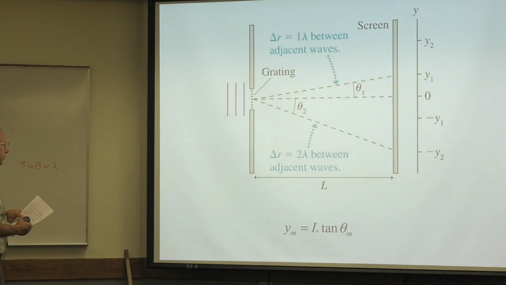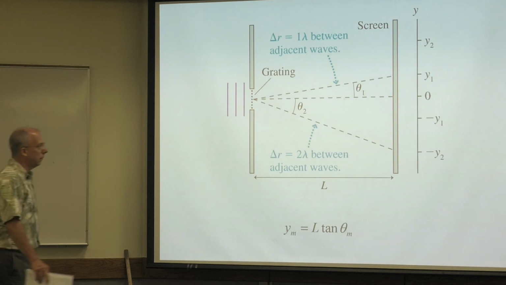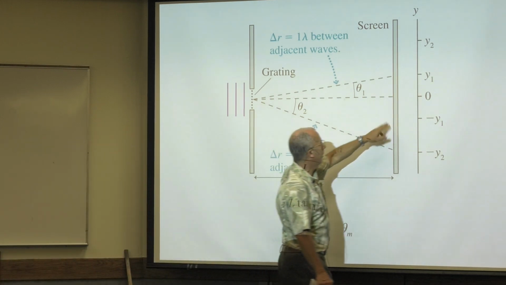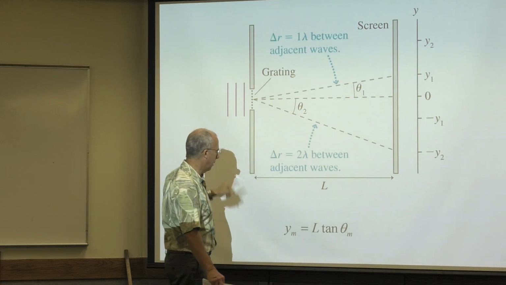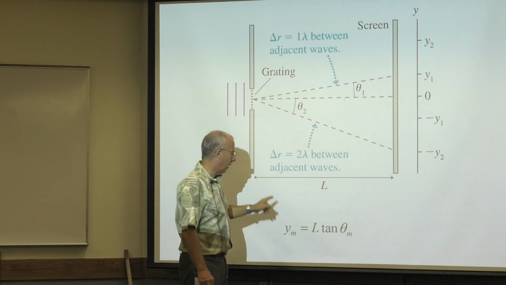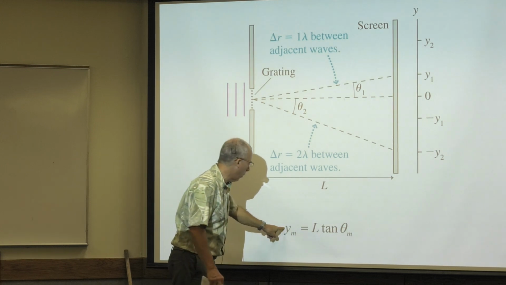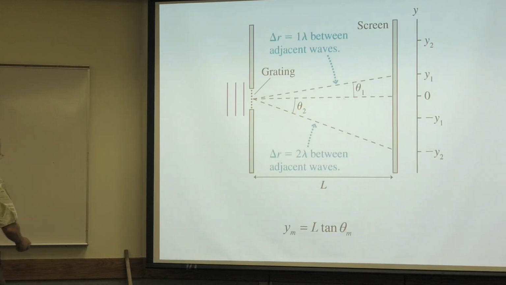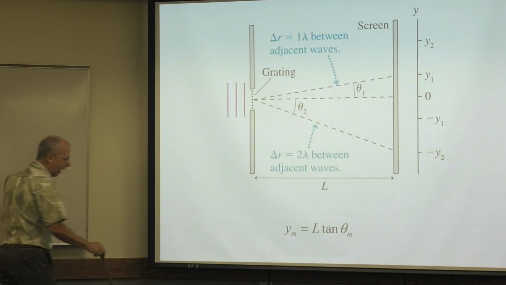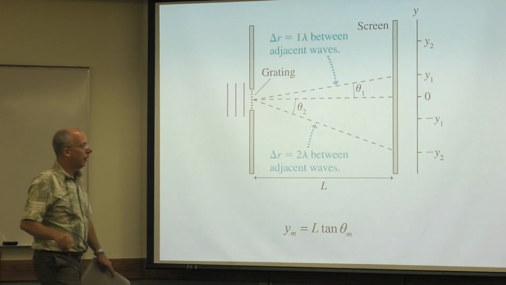Okay, now let's say we want to find an equation for y_m. Well, you should be pretty good at this by now. So y_m is just L tan theta, because tangent is opposite over adjacent. Then you multiply by L, the adjacent, and you get y_m equals L tan theta. That's the same as we had before. Now you've got to be careful. You can't be a robot anymore.